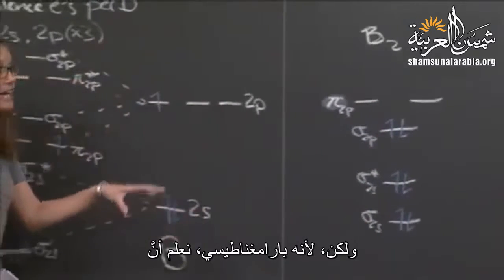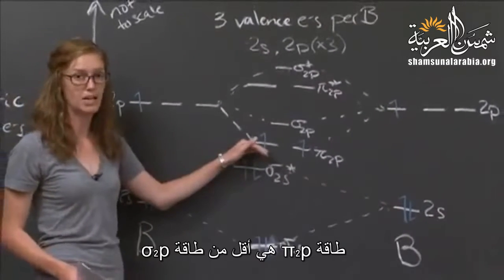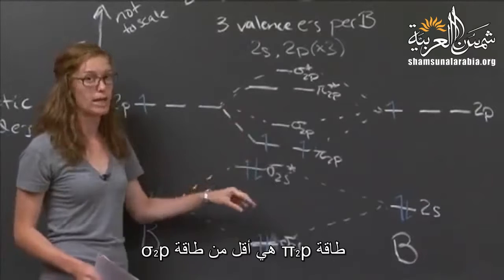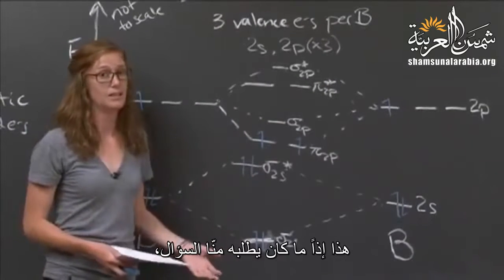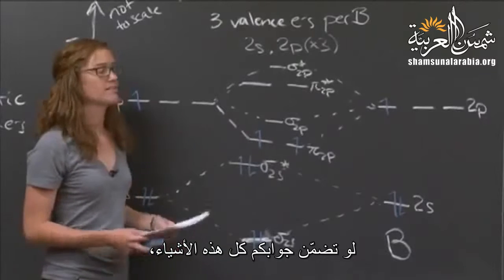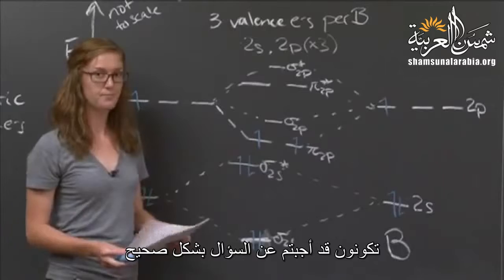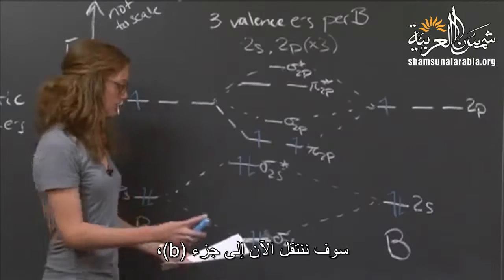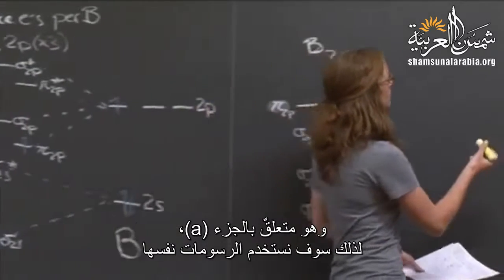However, because it is paramagnetic, we know that the pi 2p is lower in energy than the sigma 2p. So that's what this question was asking. And if you said all of those things, great job, and you answered the question correctly. Now we're going to move on to part B, and it's very related to part A.